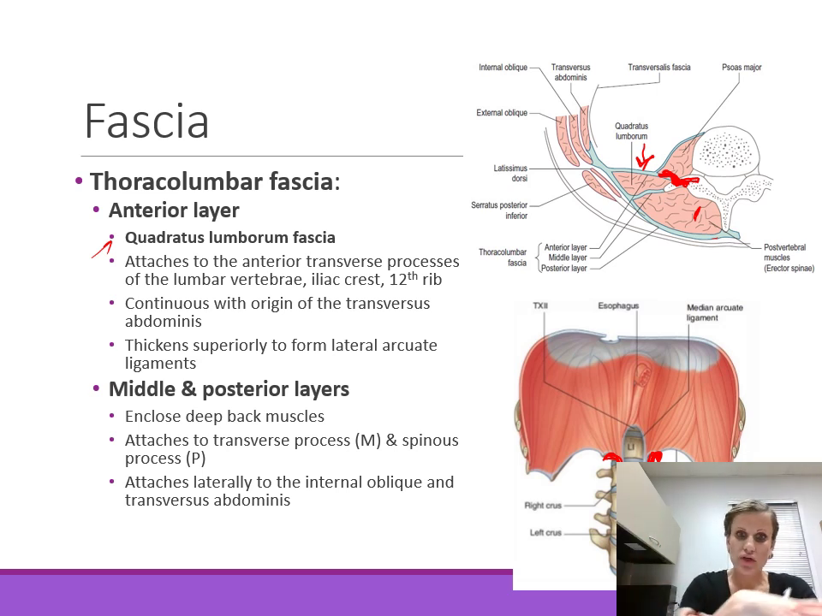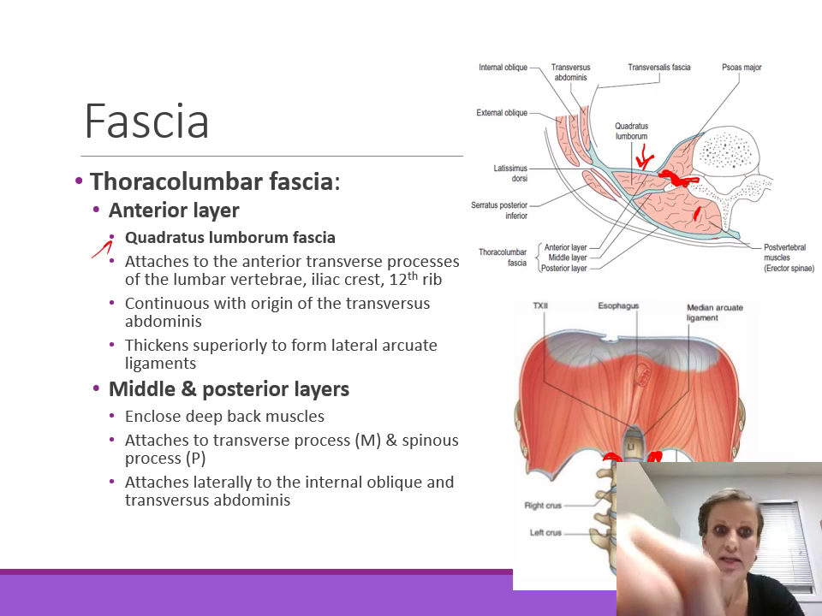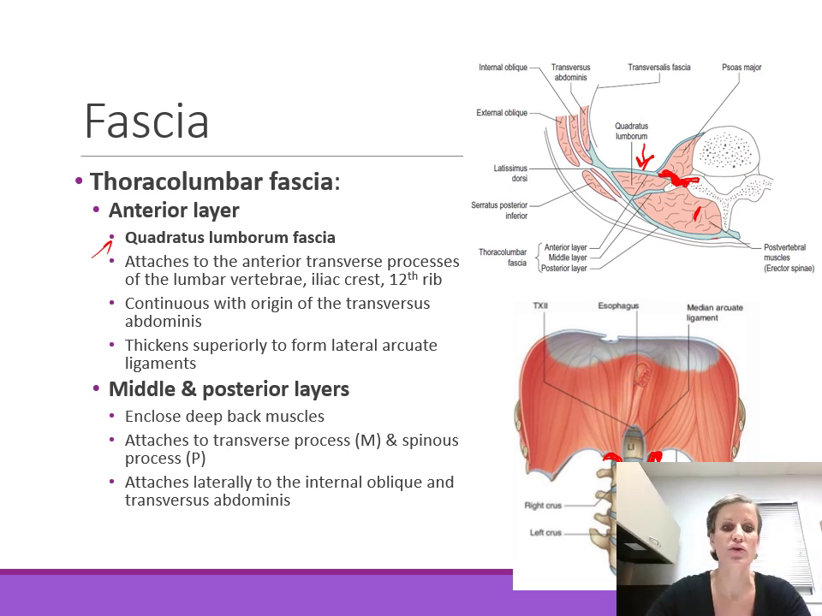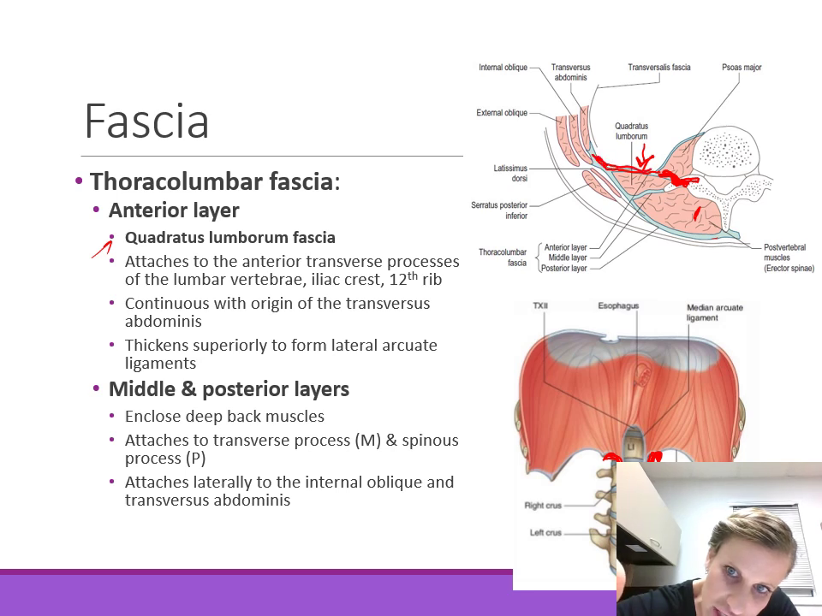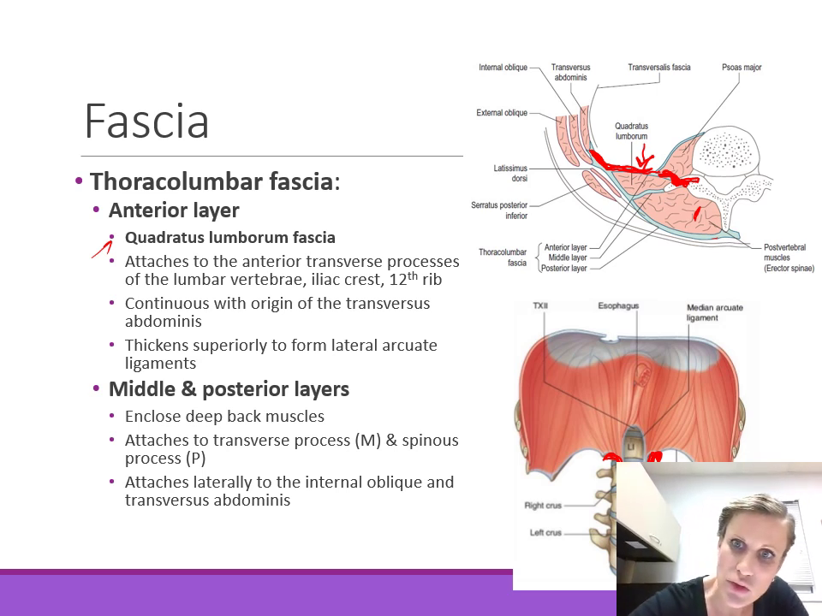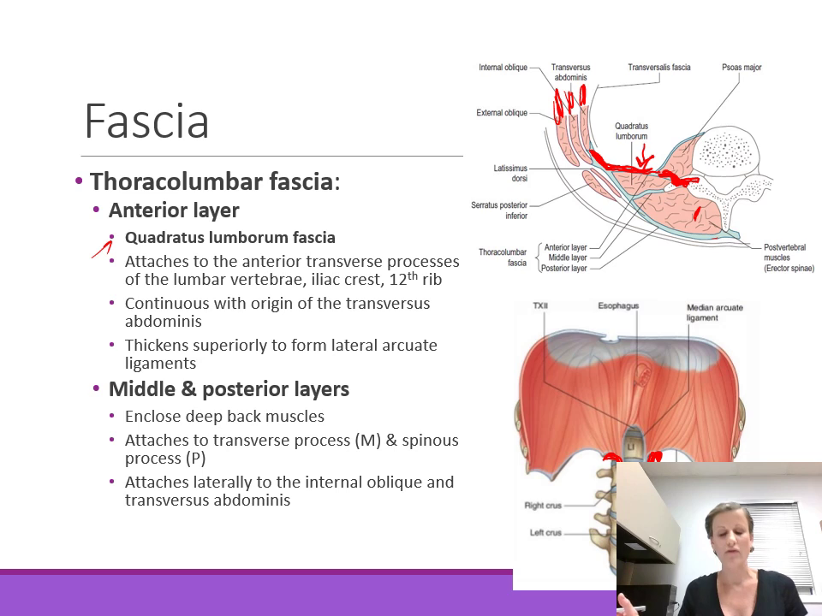As we head laterally, the anterior layer is continuous with the origin of the transversus abdominis and the internal oblique, really. But if you follow this over, you see that it merges down here, and this is the origin of the transversus abdominis. So looking at these muscles, the transversus abdominis, the internal oblique, and the external oblique, those form the lateral edges of the posterior abdominal wall, and then they form a lot of the anterolateral abdominal wall as well.